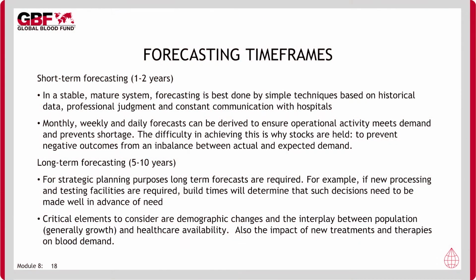We conclude this section by pointing out that blood needs forecasting can be done for varying time periods based on myriad considerations. A short-term forecast would typically cover 1 to 2 years. In a stable, mature system, such forecasting is best done by simple techniques based on historical data, professional judgment, and constant communications with hospitals. But very short-term tactical forecasting at monthly, weekly, and even daily levels is highly desirable, since this will help avoid both shortages and overcollection.